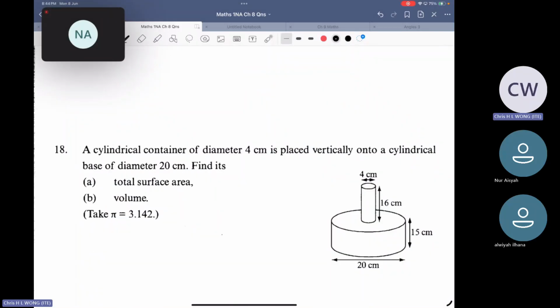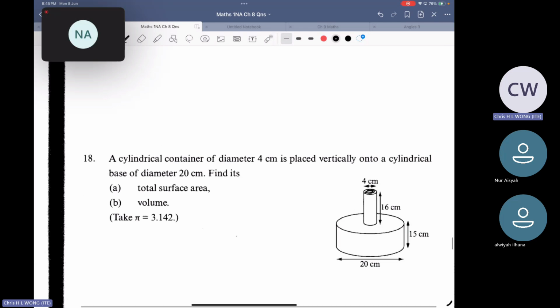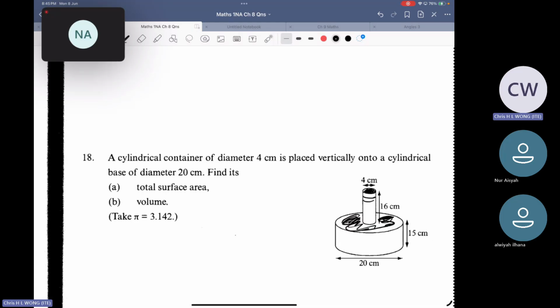Do two things. Number one, total surface area. Number two, volume. You must have a strategy, okay? So how do you find the total surface area? If you look at it, there seems to be quite a bit, one here, and then one here, and then the surface area here, plus the surface area here, and of course at the bottom, isn't it?